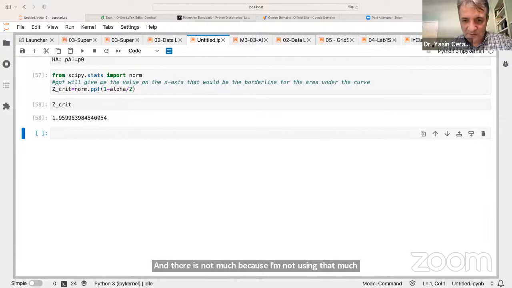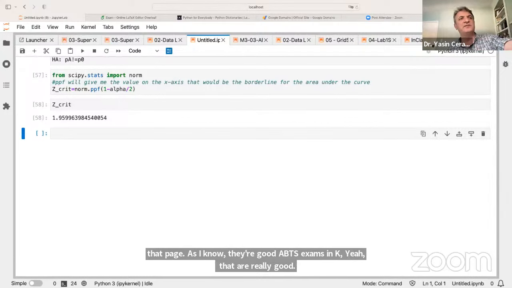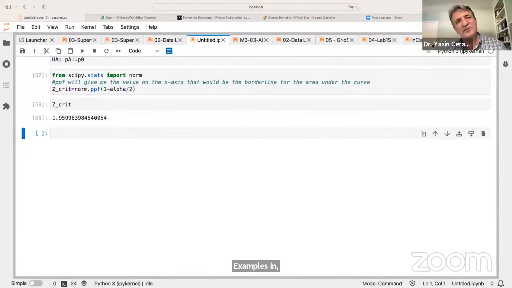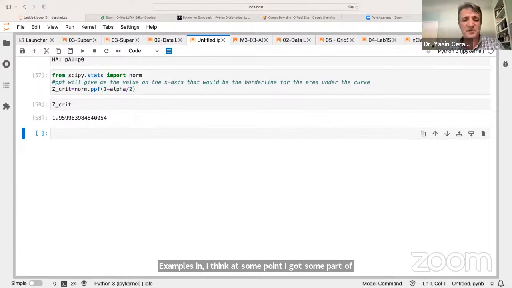As an overview, there are good A/B test examples in Kaggle providing data. And yeah, there are really good A/B test examples in Kaggle. I think at some point I got some part of this. Maybe another A/B test that I was using in my class, I got that from Kaggle. So there are a lot of good examples at Kaggle, actually.